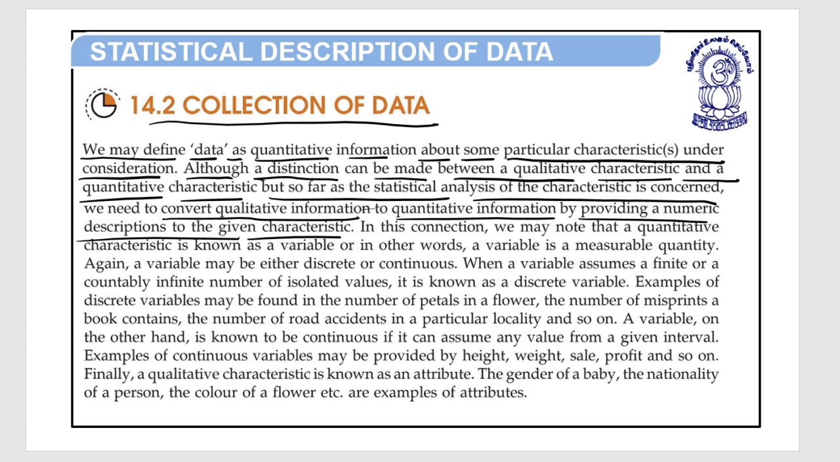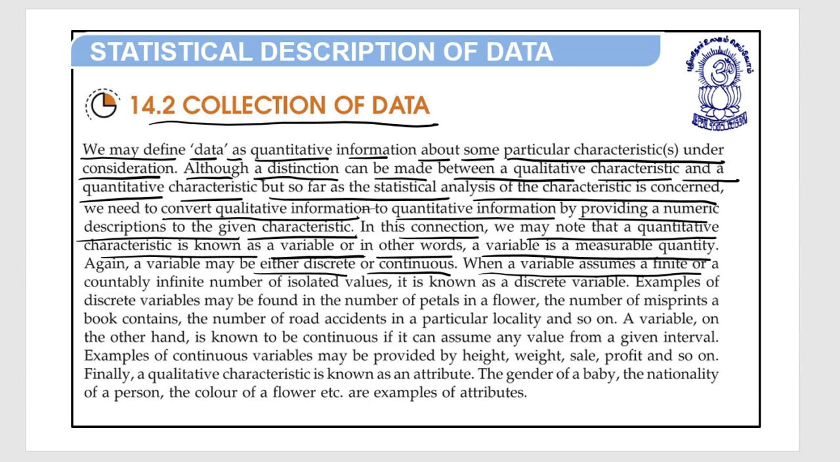the given characteristics. In this connection, we may note that a quantitative characteristic is known as a variable, or in other words, a variable is a measurable quantity. Again, a variable may be either discrete or continuous. There are two types of variable, discrete or continuous.